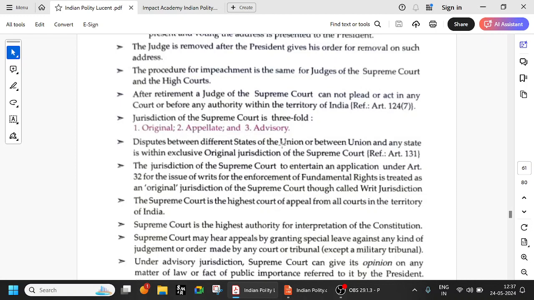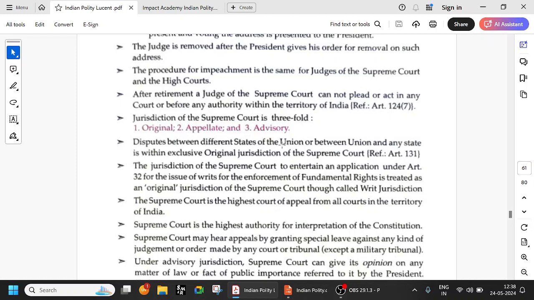If original jurisdiction is with the high court, then original jurisdiction means you can go directly to that particular court. Appellate means through appeal. So if there is appellate jurisdiction of the Supreme Court in a certain matter, first you have to go to the high court. The high court will give an order. Then to appeal that order, saying that you're not satisfied with it, you can go to the Supreme Court. That is called appellate jurisdiction.